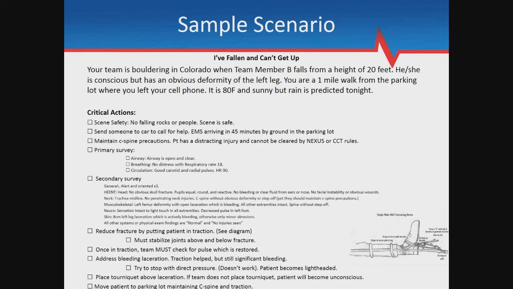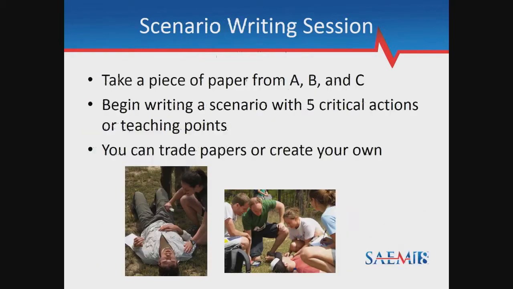So this is a sample scenario. I don't want you to read it, but basically you start by describing what it is. You're bouldering in Colorado when team member B falls from a height. They're unconscious. They have an obvious deformity of the left leg. Here's the scene: you are a 1 mile walk from the parking lot where you left your cell phone. It's 80 degrees Fahrenheit and sunny, but rain is predicted. That sets where you are and how you might start getting help. And then here are some of the actions for this particular scenario.